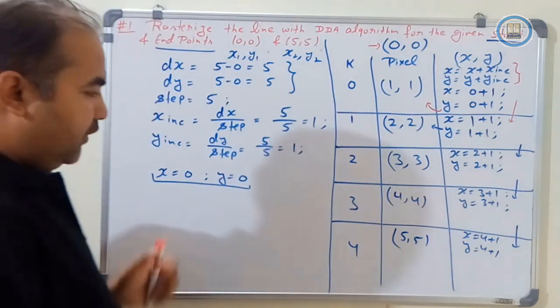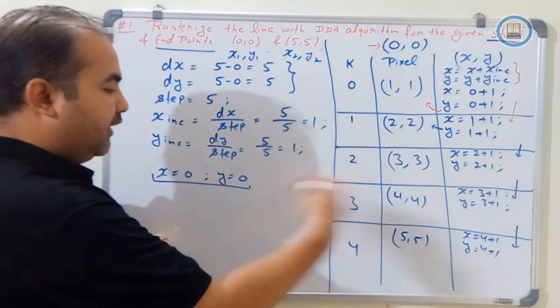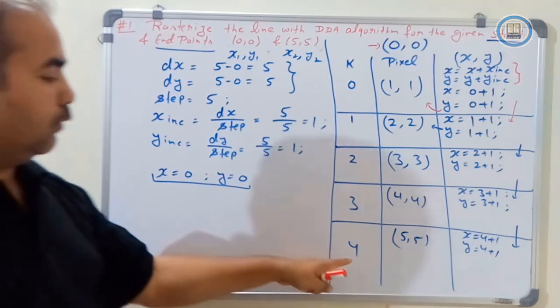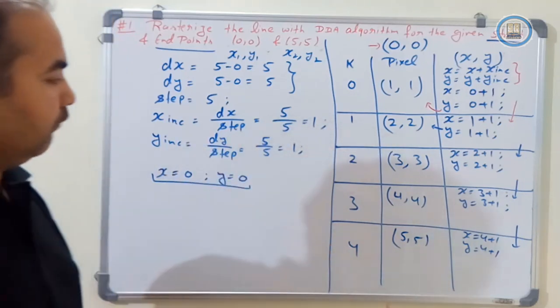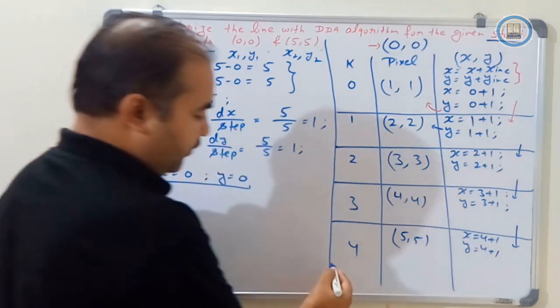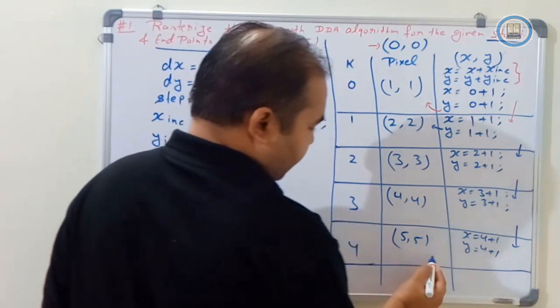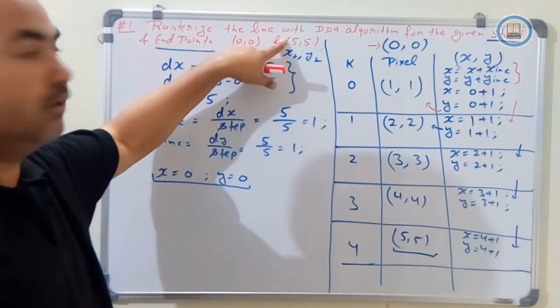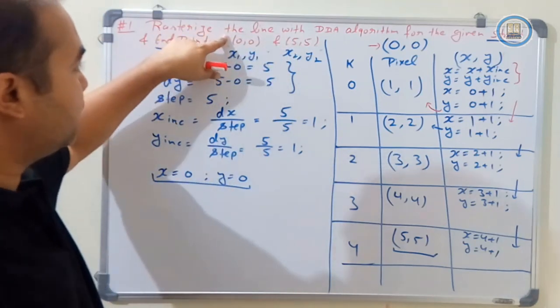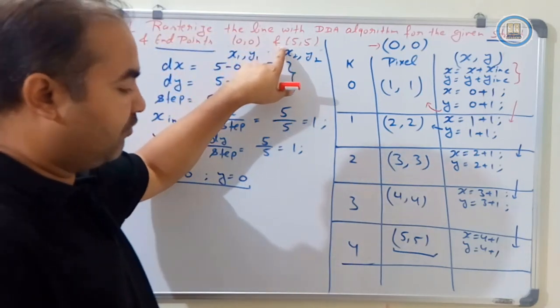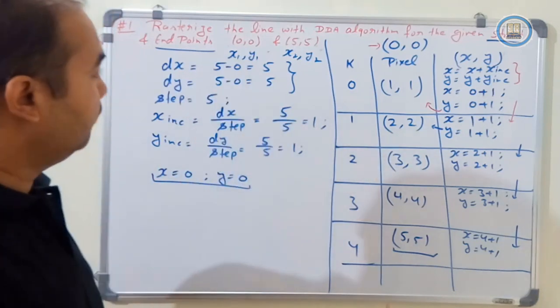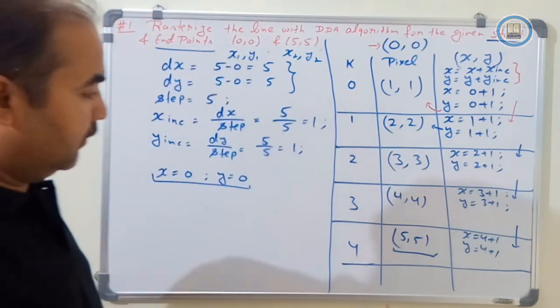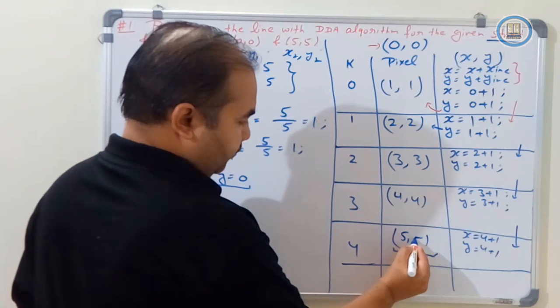And when you will see, this is the last step, when the value of k will become 5, we need to get out from the for loop, and this is the last step. And if you will see, this is the last pixel, or you can say that the end point of the algorithm. That is, we started from 0 0 and we reach up to the 5 comma 5, that is the end point of the algorithm or end point of the line. So you will get this value.